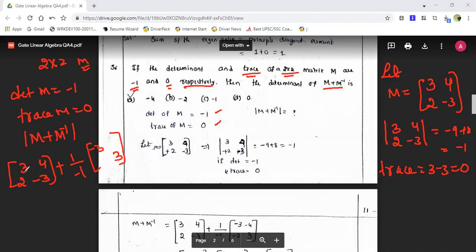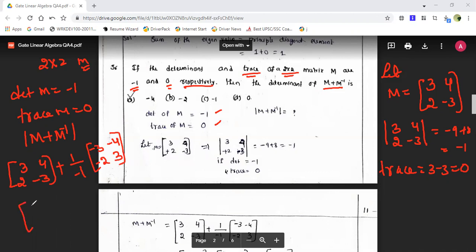So this I am writing in reverse. Whatever you are having, that reverse order I'll be writing, and then here I'll be reversing the sign. So this non-diagonal element will be reversed, you have to write it with the reversed sign. This is our inverse of the matrix.